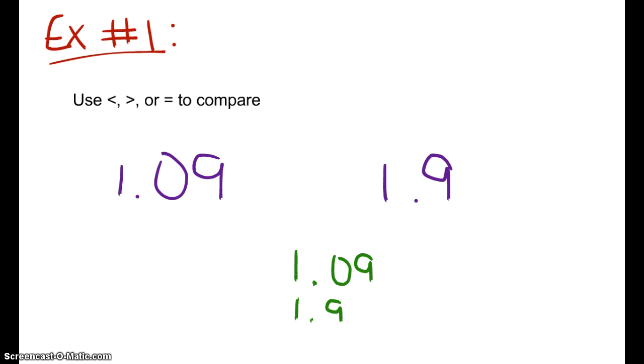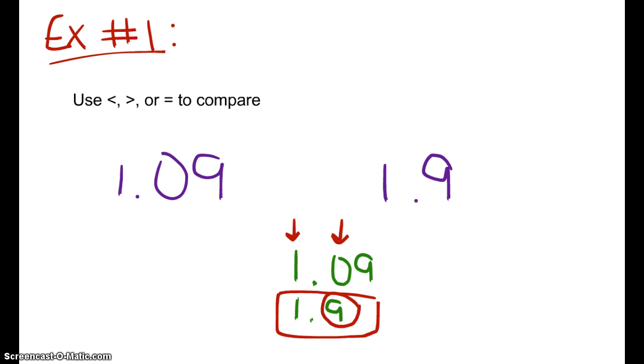Now I lined up my decimals, and I start at the left. So I look in my left column first. They both have 1s for whole numbers, so that doesn't tell me anything. So then I move on to my decimal places. So now I look in the 10th place. The 10th place is the greatest place for decimals. So I have a 0 and a 9. Obviously, I know that the 9 is greater. So this number is my bigger number.